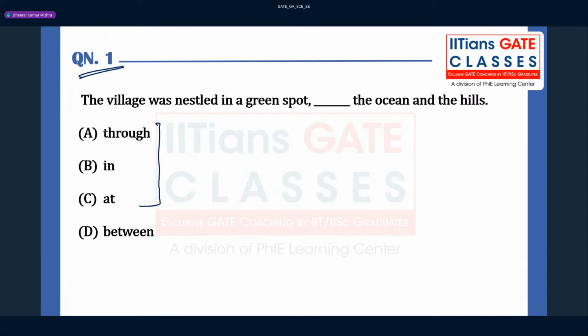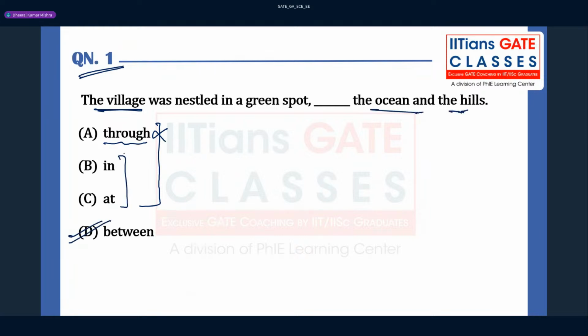Suppose we put "through" here. What is the meaning of through? Where do we have to use the word through? The word through basically implies movement from one side to another side, and it is not suitable here. So through will not be correct. If you are moving from one side to another side, this is not going to be suitable for describing the village location between. Basically you have to describe the village location between the ocean and the hills. So the option for this question will be D only.